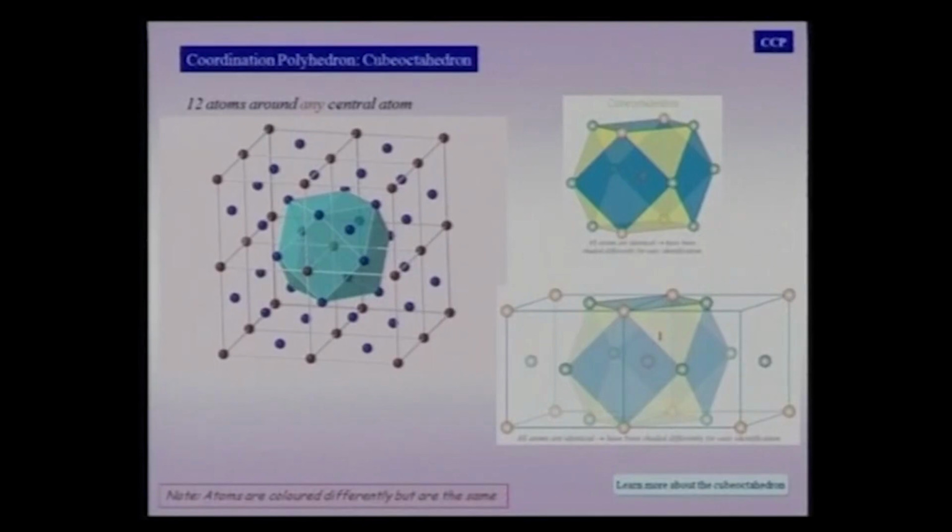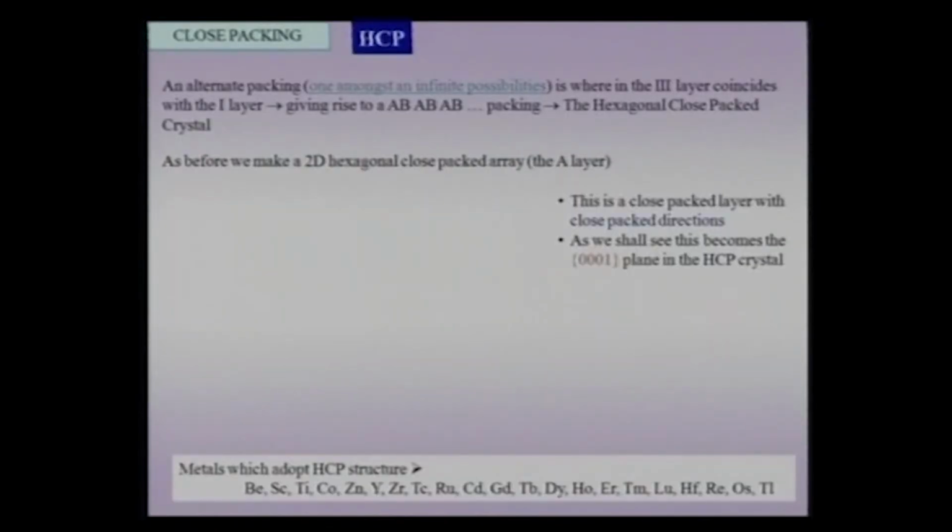Now, returning to the picture here, we have to again note that all atoms are identical, we just colored them for better visualization of the structure. The second kind of structure which we can generate by packing of these close packed hexagonal layers is the hexagonal close packed crystal structure. Actually, these two crystal structures, though we have picked them up in this particular lecture, are nothing but two of the infinite set of possibilities.